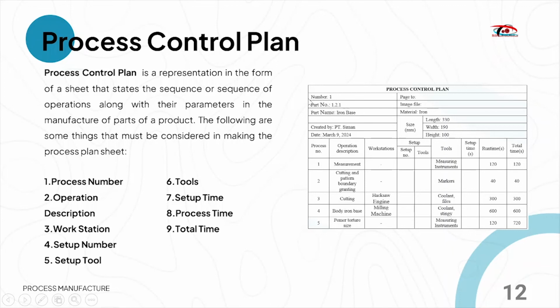Number part you can fill from the multi-level 3, and the part name, and who created it and when it's being created. Page 2 you can fill with the blank table. For the image file you can input the image of the part, for example iron base. The material and the size you can define here for the lead, width, and height. And the process number and the operation description, workstation, the setup number, tools that are being used, and this is tools and measuring instrument, markers, coolant, and etc.